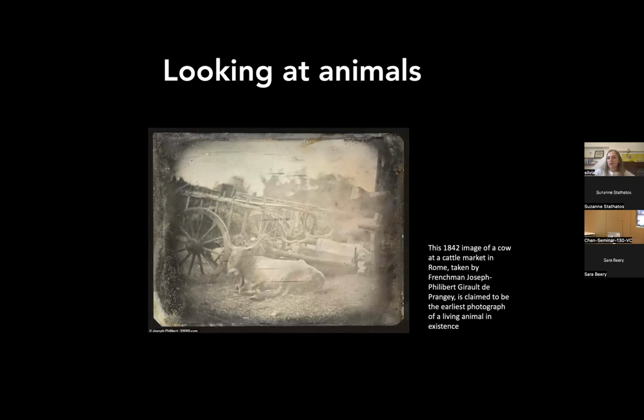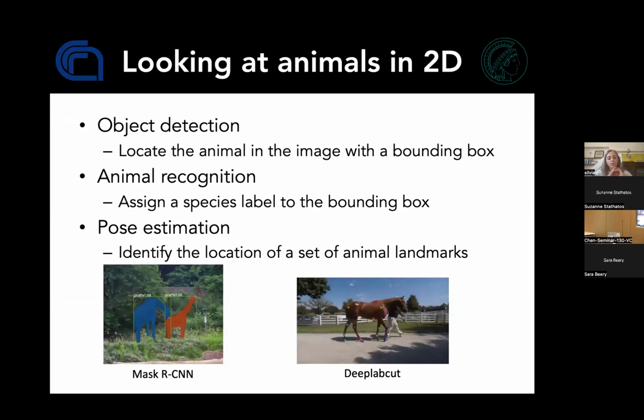process an image like this one, or a modern version of an image like this one, and answer questions like, is there an animal? Which species is it? What is it doing? And if we take the approach of considering the flat world of the image, answering these questions turns into addressing computer vision problems of object detection, where we want to locate the animal in the image with a bounding box, or animal recognition, where we want to assign a species label to the bounding box.